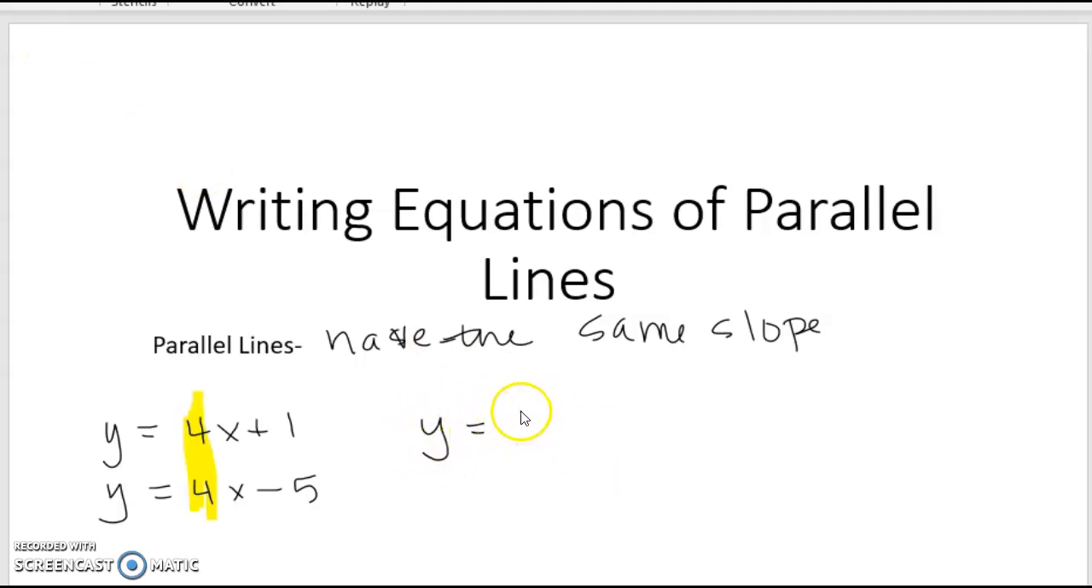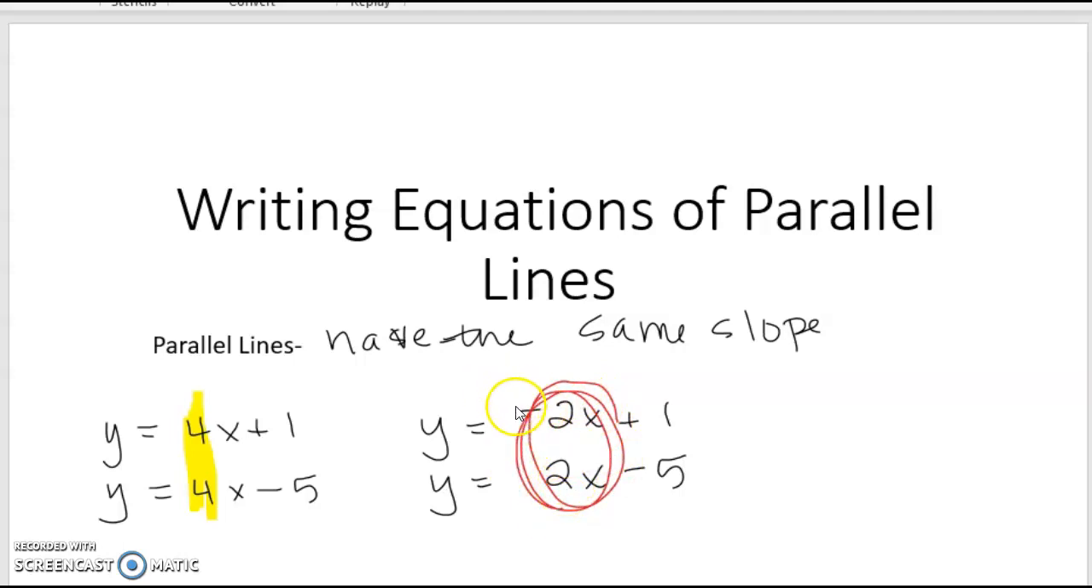Y equals negative 2x plus 1 is not parallel to y equals 2x minus 5 because their slopes are not the exact same. This one is a negative, which makes a difference. A negative and a positive are two different numbers.